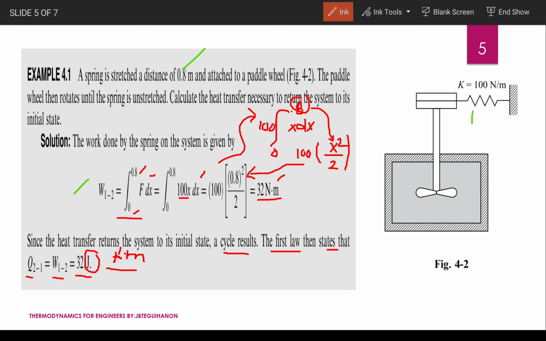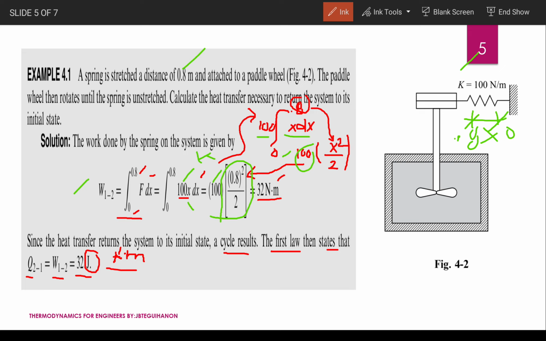Okay? So, ano gagawin mo ngayon? Take the antiderivative. Okay, x dx is equal to x squared divided by 2. Ito ngayon yun, times 100. Ito 100 mo. Okay? So, ilagay mo ngayon yung x mo, kasi from 0 to 0.8 yung x. Therefore, plug in the 0.8, and then 0.8 squared divided by 2 times 100 will give you 32 Newton meter or joule yan.